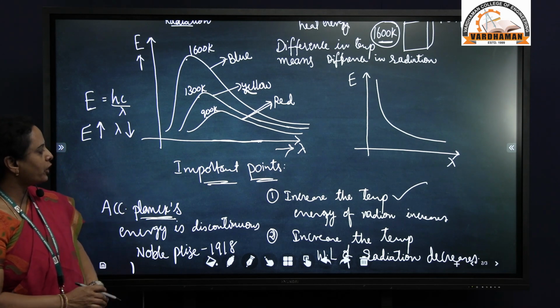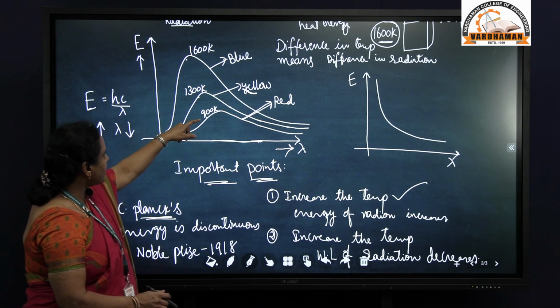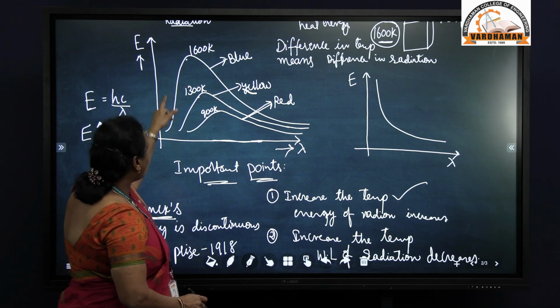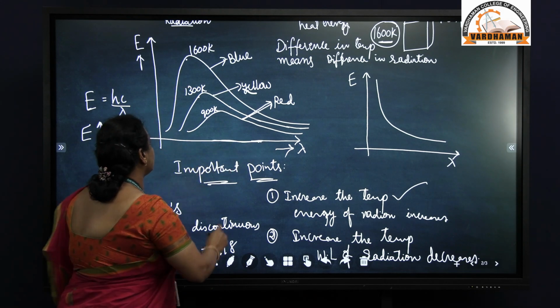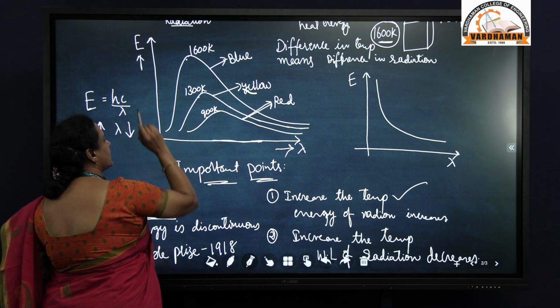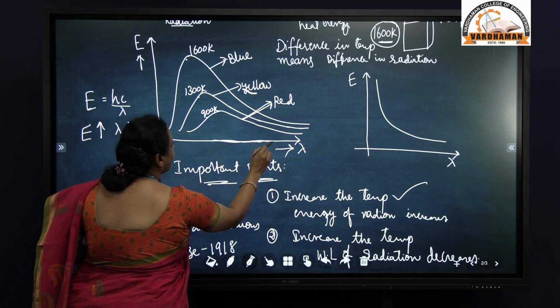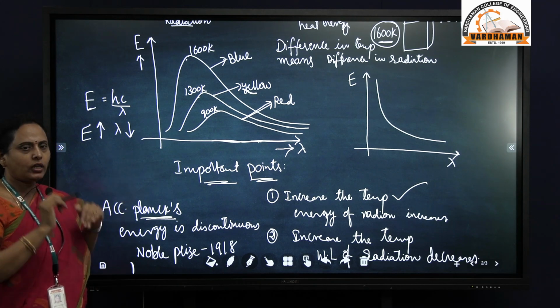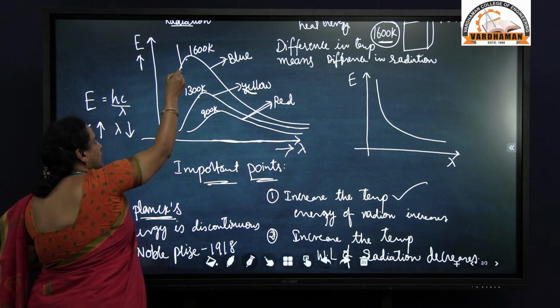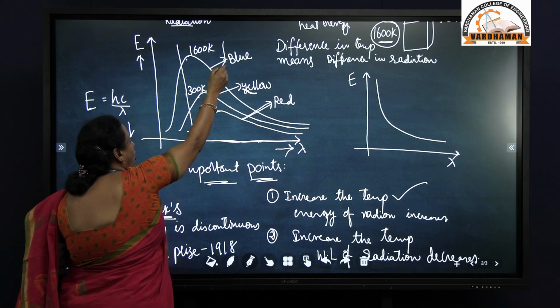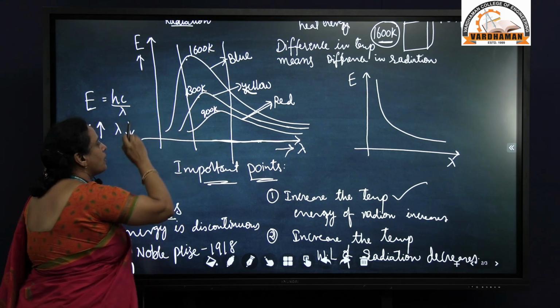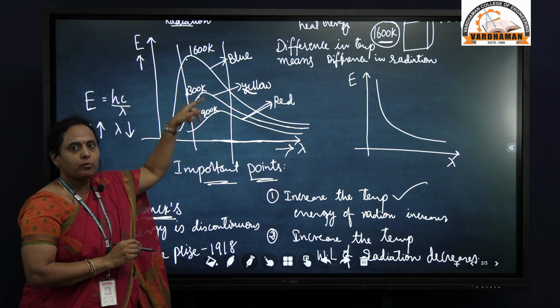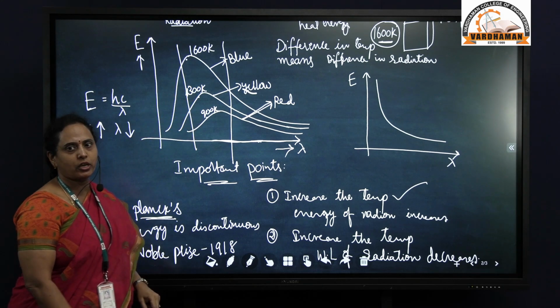And the second important point is, as the temperature increases, the wavelength decreases. As the temperature increases, what is happening? The wavelength is also decreasing. And not only that, here you see there are some peak points. You can see that there are some peak points.